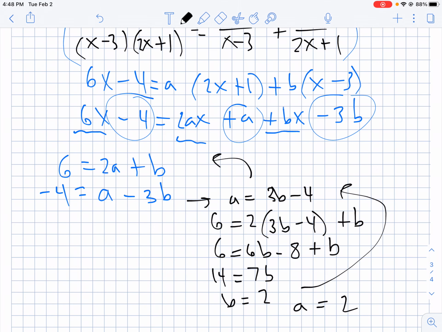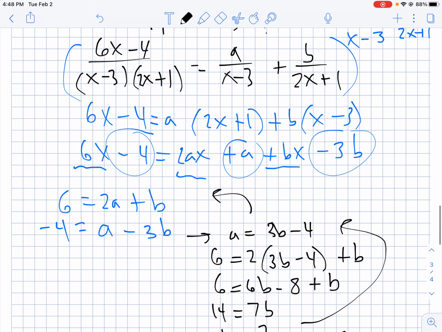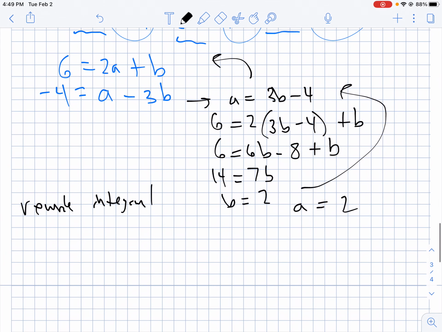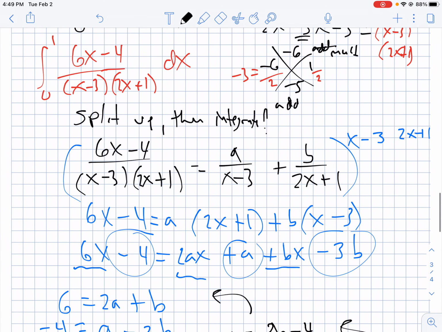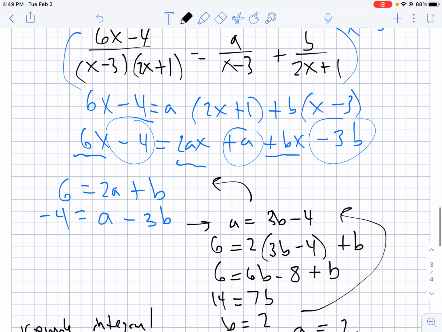That's cute. Okay, so now that I've done the decomposition, and again, feel free to pause and work through that yourself if you're struggling with that. So I'm going to rewrite the integral as the integral of, okay, so my a went over x minus 3. So 2 over x minus 3 plus, and then my b went over what? 2x plus 1.